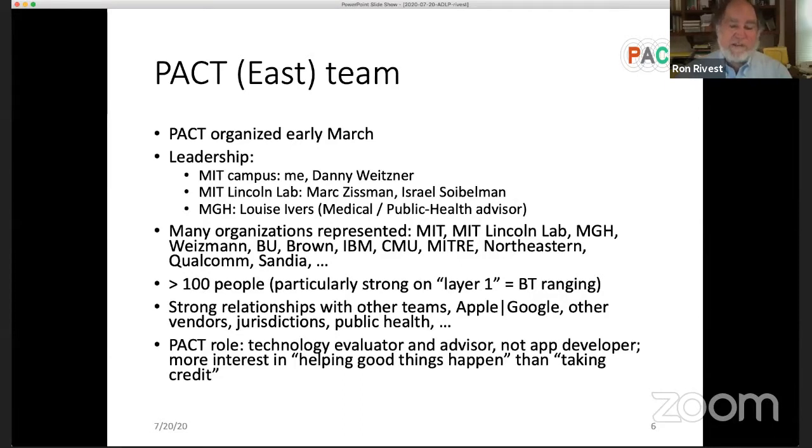And our role is primarily as a technology evaluator and advisor. We're not developing apps, although we might help develop protocols that go into the apps. We're most interested in trying to help good things happen by coordinating and evaluating and discussing with people, rather than taking credit for things, saying this is what we invented or whatever. It doesn't matter who invented it. We're trying to save some lives here.